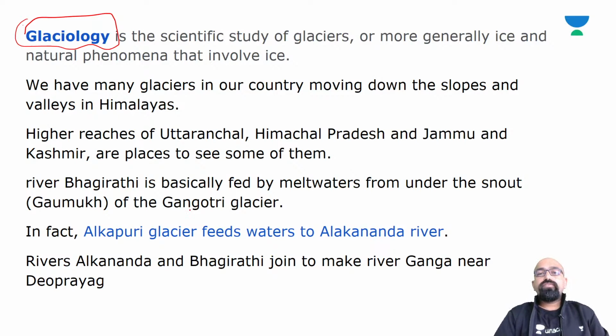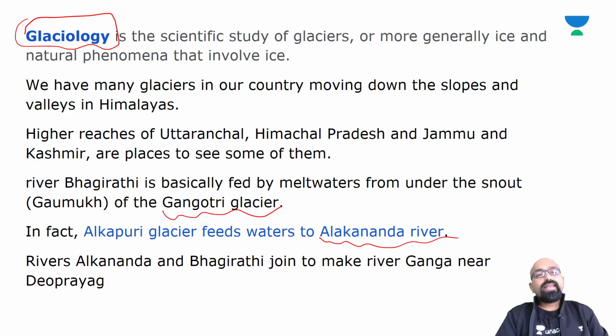River Bhagirathi is basically fed by meltwaters from under the north Gomukh of the Gangotri glacier. And Satopanth glacier feeds water to the Alaknanda river. And dear friends, we know Alaknanda and Bhagirathi join to make river Ganga near Devprayag. So it's basic introductory information regarding glaciers.